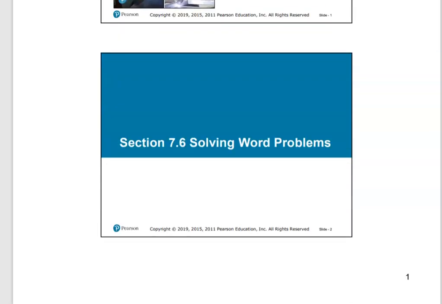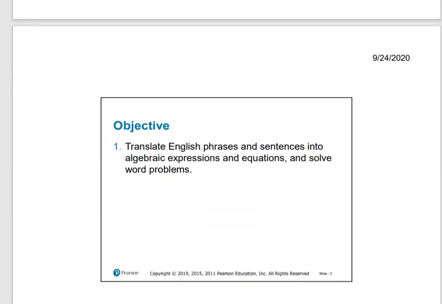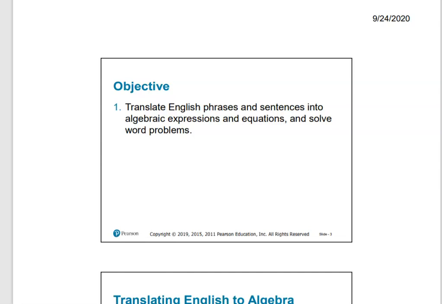Okay, so we're in Chapter 7 and we're going to be in 7.6, which is translate English phrases and sentences into algebraic expressions and equations. And we're going to use that to solve word problems.